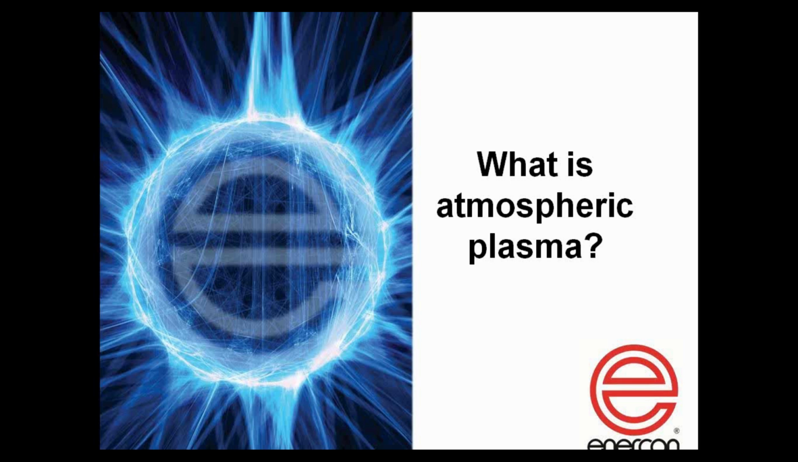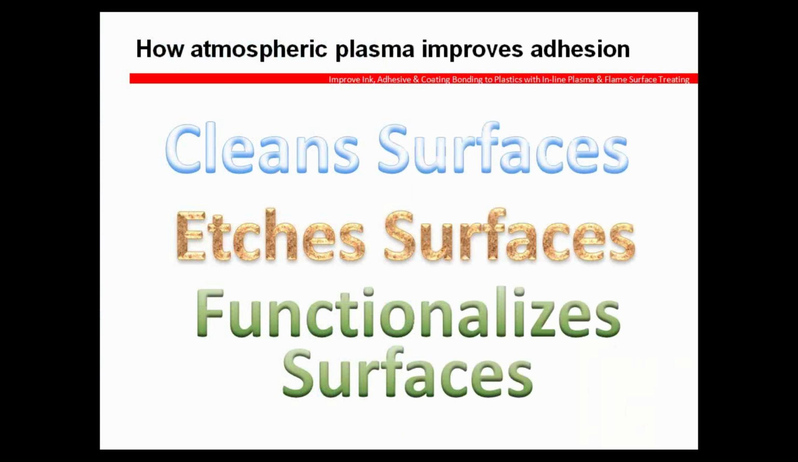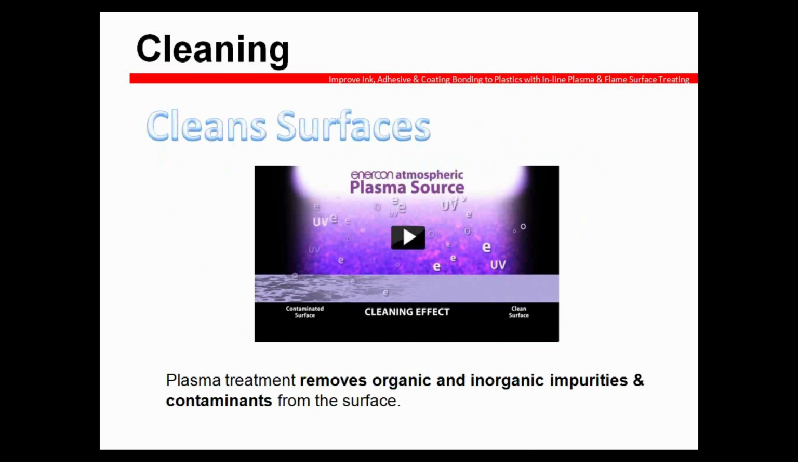Thank you, Sarah. One of the questions we get all the time is, what is plasma? And a very simple answer is a plasma is an ionized gas. But let's talk a little bit more about how it improves adhesion. So plasma treating improves adhesion in 3 ways. It's going to clean, etch, and functionalize the surface. And we'll dive into these more right away here.